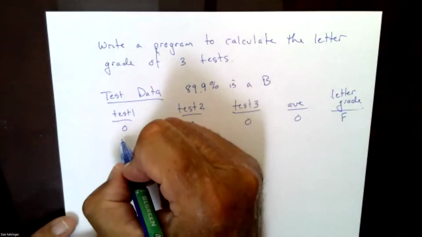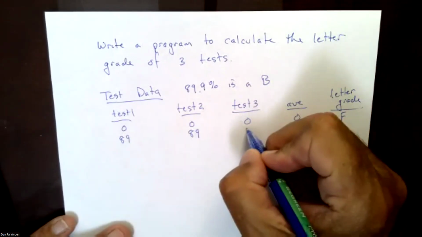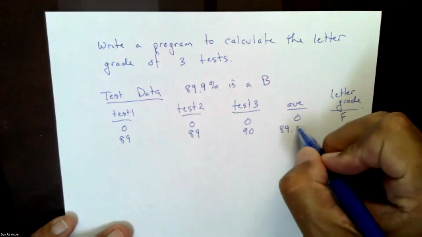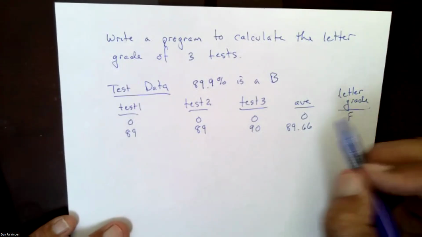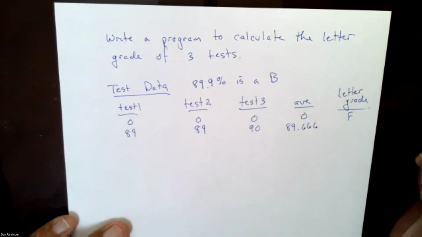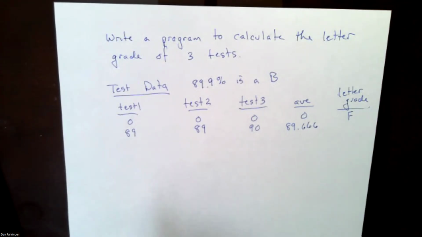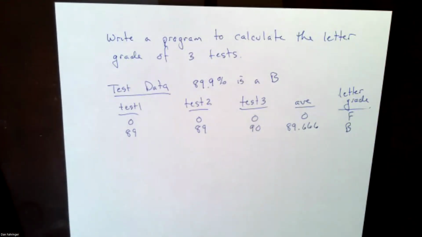How about 89, 89, 90? The average is 89.66. We'll go to 3 decimal places, unless it's money, because it's all about the money, money, money. This is a B. That is a B.